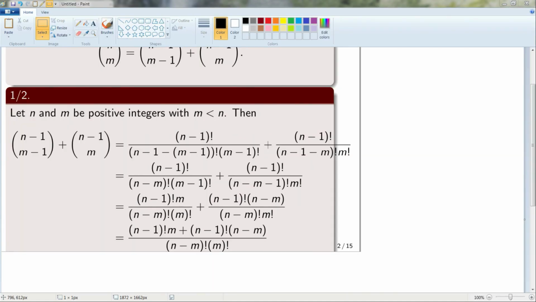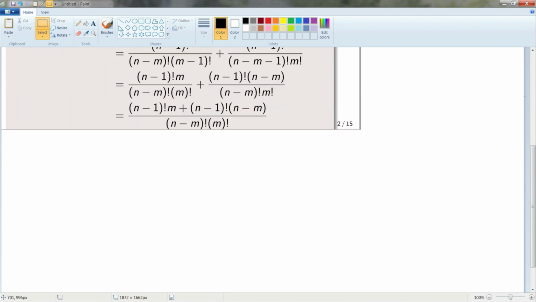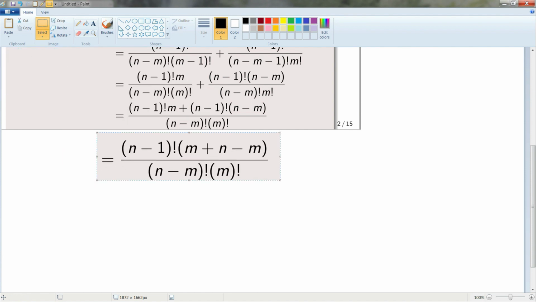Okay, so here's what I had on the previous slide, and now I have these two fractions and I added them together to get a single fraction. Can I simplify this further? Well, this has an n minus 1 factorial in it, and this has an n minus 1 factorial in it, so I can factor out that n minus 1 factorial and rewrite this as n minus 1 factorial times m, the term here, plus the term in parentheses here. So I can simplify this as follows.